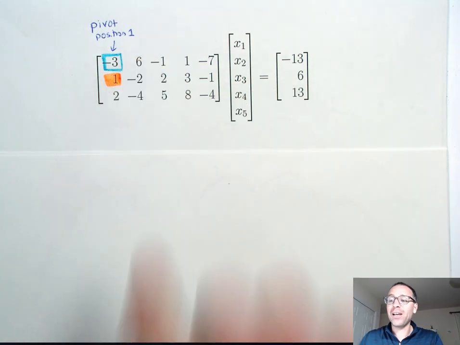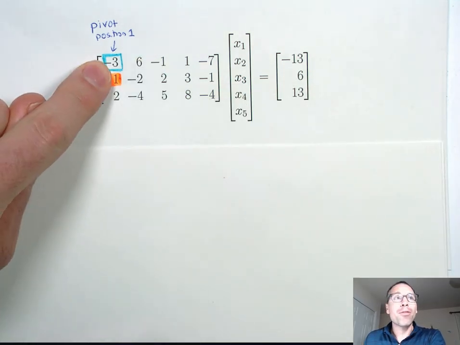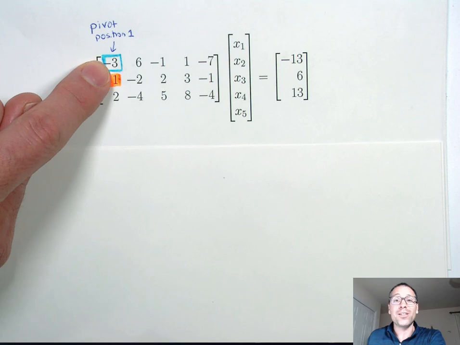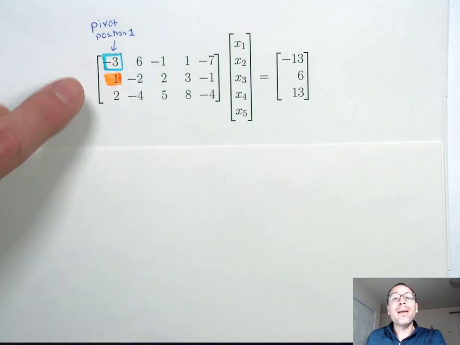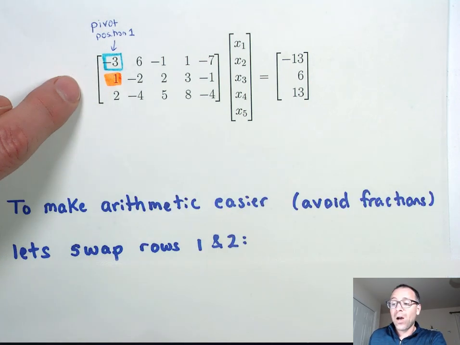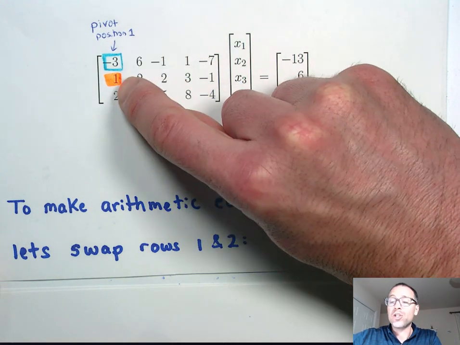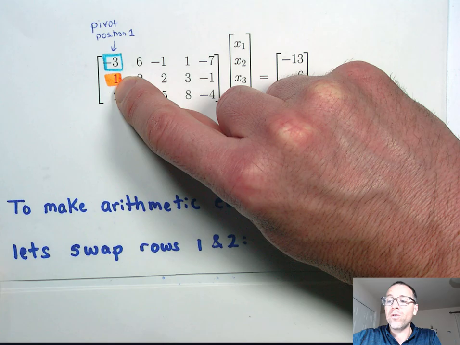But I'm going to claim, if I use that number 3, fractions are going to show up throughout the rest of this problem. And to be honest, fractions are kind of a headache from the standpoint of hand calculations. So in order to make the arithmetic easier, why don't we swap rows 1 and 2 so that my pivot is this very, very beautiful number 1.